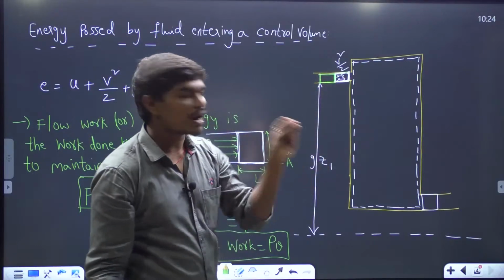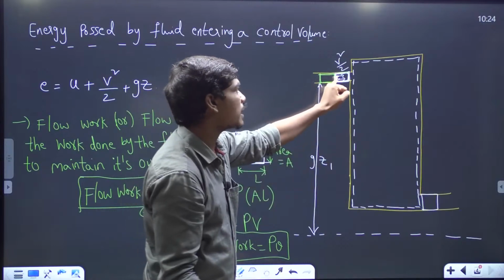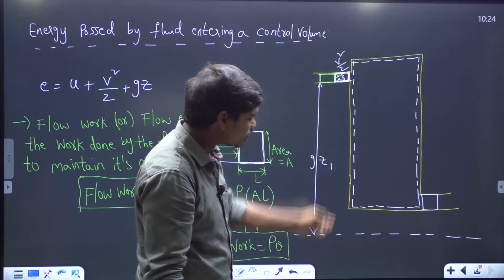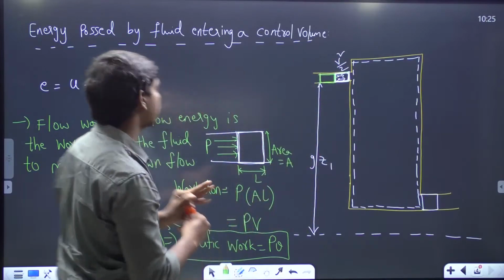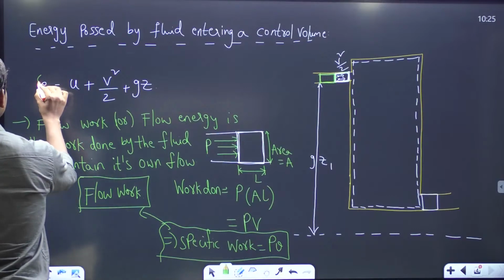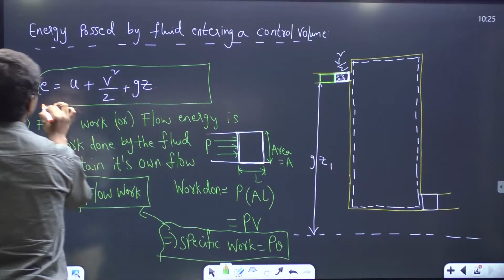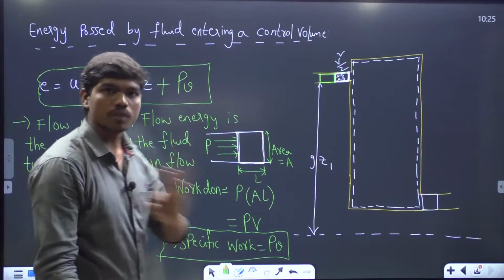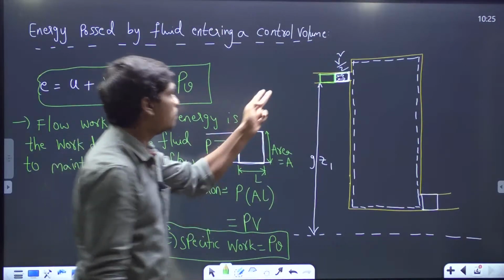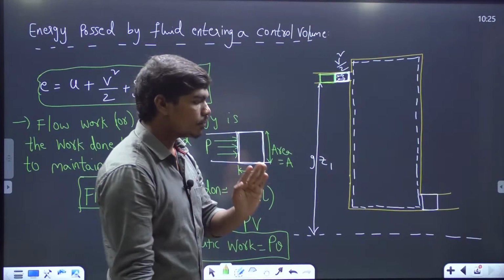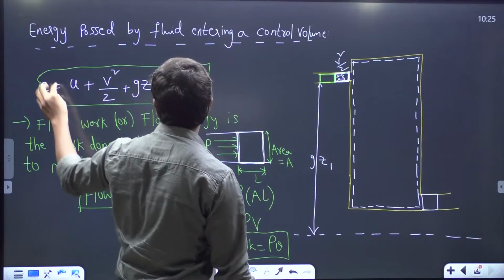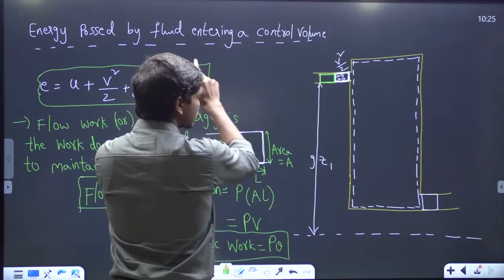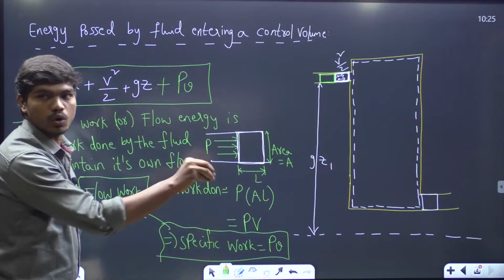Which means the fluid particle that is entering has some internal energy because of its mass, some kinetic energy because of some organized motion, some potential energy because of the datum difference, and along with these three quantities, you have one more quantity which is called flow work, correct? And this flow work is not present in closed systems, because in closed systems there is no mass transaction taking place. Only in open systems the total energy possessed by the particle is the three common terms that are known to you, plus this flow work, which is the work done by the fluid to maintain its own flow, correct?